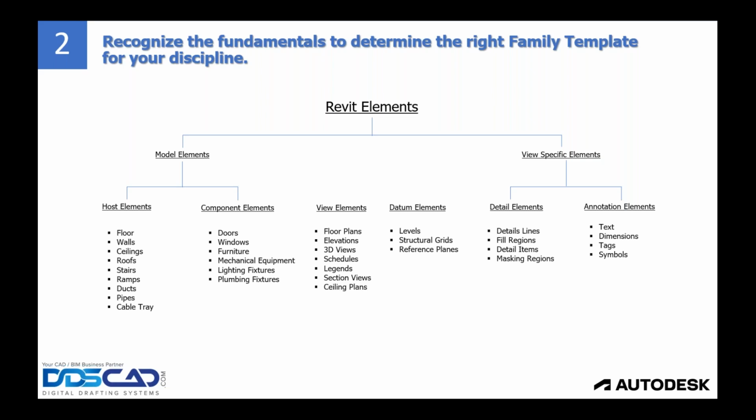But between the view specific and the model elements, we have view elements. Any 3D view, any elevation view, any floor plan view is considered in Revit a category, where the view is the category and the name of the view will be the family. You'll notice there we have the datum elements: levels, structural grids, reference planes, and we're going to talk about reference planes a lot today. And view specific elements like annotations, detail lines, dimensions, tags, symbols, etc.